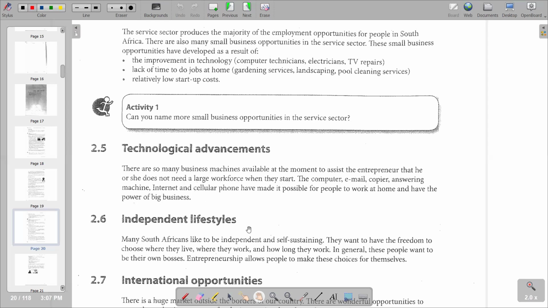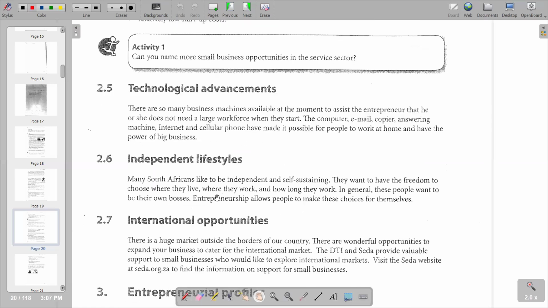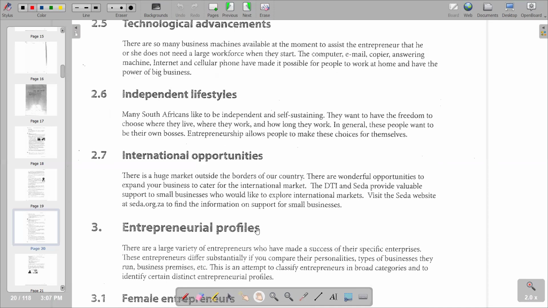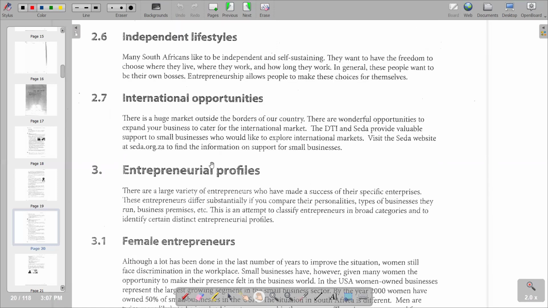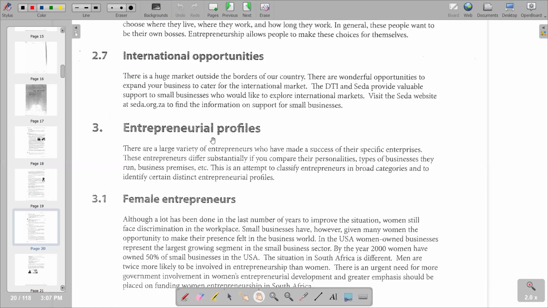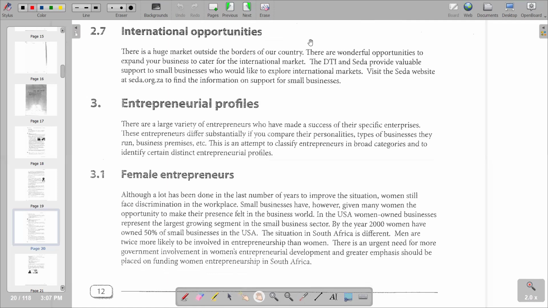Then we also have independent lifestyles as a reason for entrepreneurship, international opportunities, entrepreneurial opportunities as a reason behind growing small businesses. So moving on, we are now going to look at entrepreneurial profiles. These are general types of entrepreneurs that we're going to look at. The first one mentioned is the female entrepreneur as a type of entrepreneur. So we can also see that female entrepreneurs are growing in the local economy.